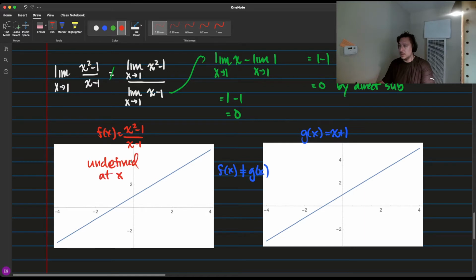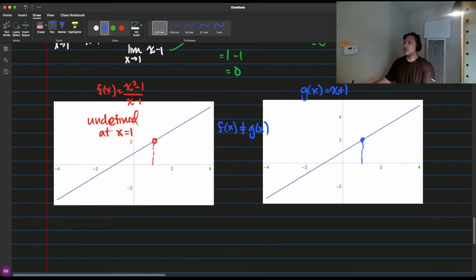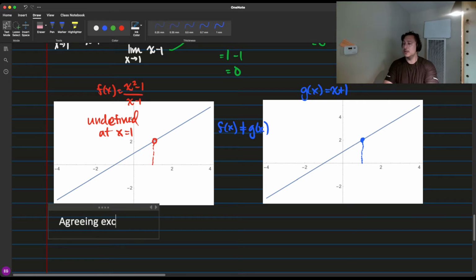at x equals 1, right? Because if you plug in x equals 1, you get a denominator of 0. So at x equals 1, which is right here, there should be an open circle. However, at 1, for g of x, it's a closed circle, it's defined. And this phenomenon actually has a name, because they're literally the same except for at that point. So we call this agreeing except at a point.